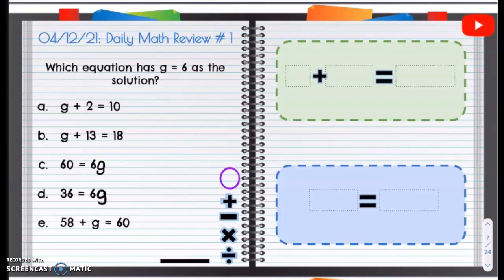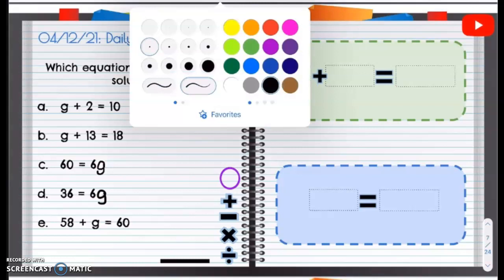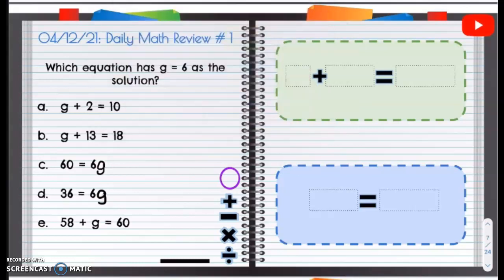Daily Math Review number 1, which equation has g equals 6 as the solution? So that means if we plug in a 6 wherever there's a g, then the solution or the answer would be true to what it's equal to. So for example, if I replace this g with a 6, because that's what it says, g equals 6.